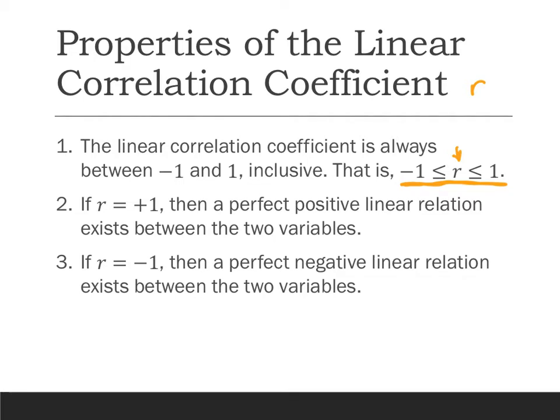Then for a -1 association, as my X increases, so as I go further along the X axis, my Y values actually decrease. And they do so in a perfect line, so that I could connect a straight line through all the points. That's if it's exactly -1.